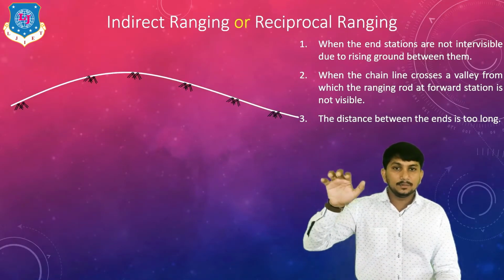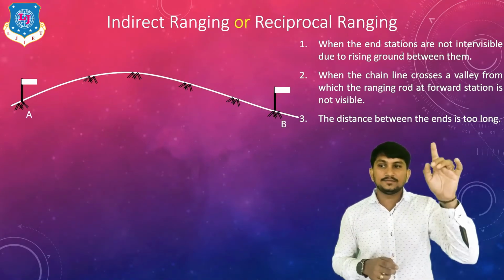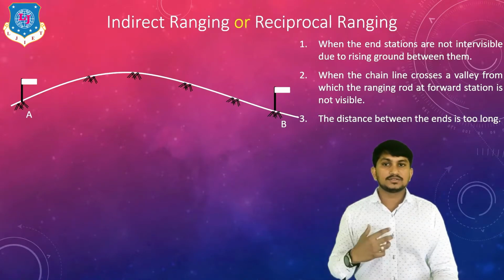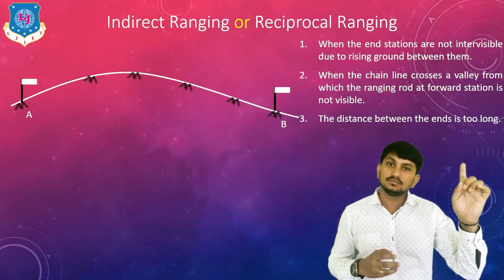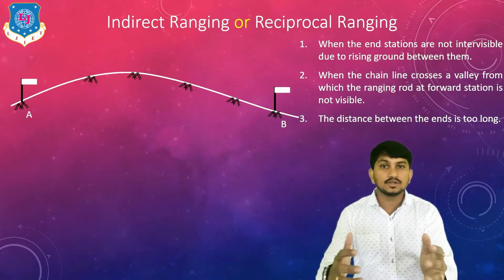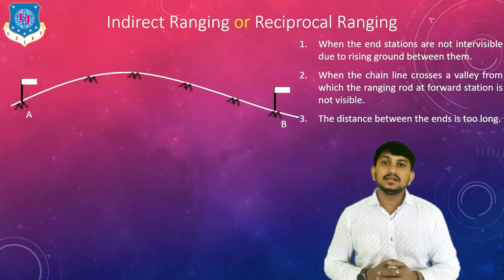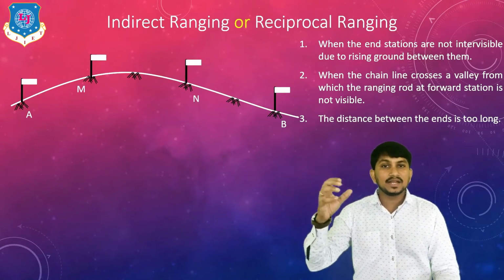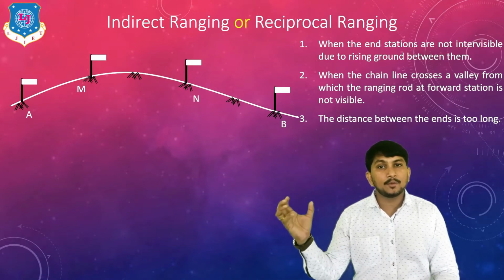Suppose there is a sloping ground or rising slope between two end stations. This is the first type of condition. Here, if we stand at station A, we cannot see station B, so direct ranging is not possible in this condition. Here, indirect ranging is used for finding intermediate points like M and N on the straight line between the two endpoints A and B.